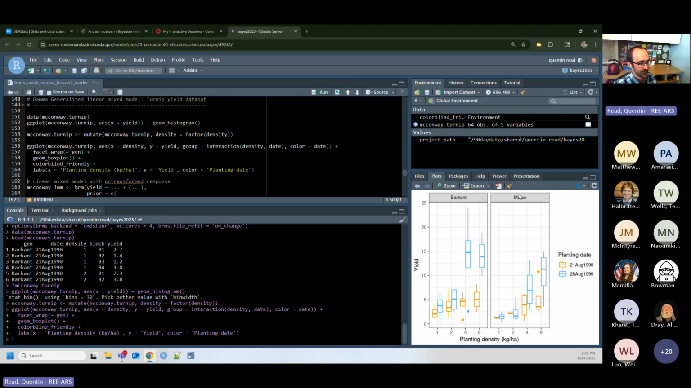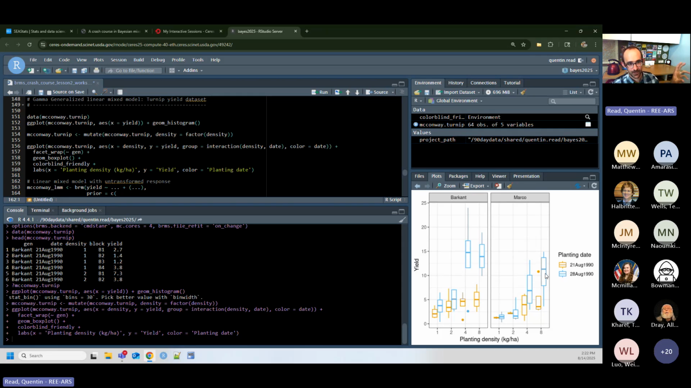So what do we observe? Well, we can see, first of all, it looks like there's sort of an increasing trend of increasing yield with increasing planting density. That makes sense. We also see that that trend is not identical for all the genotypes and all the planting dates. So for instance, this genotype Barkant has extremely high yield if it was planted later, but only at high densities. And Marco, we sort of see a similar trend, but not as extreme.